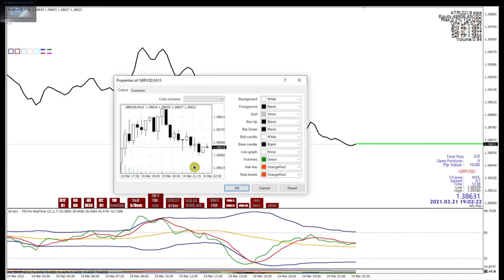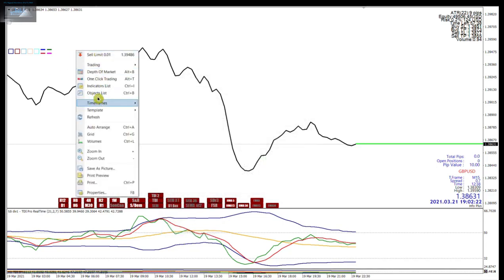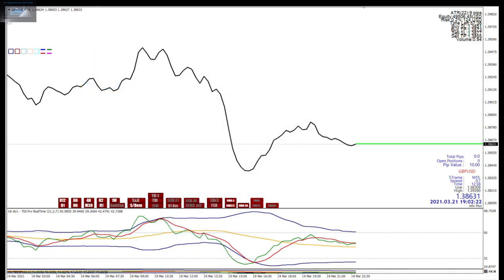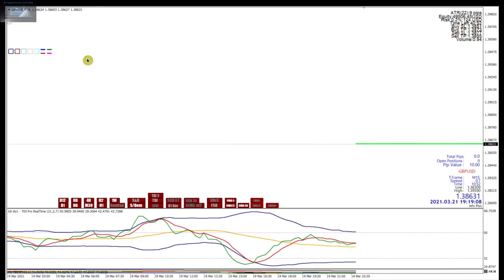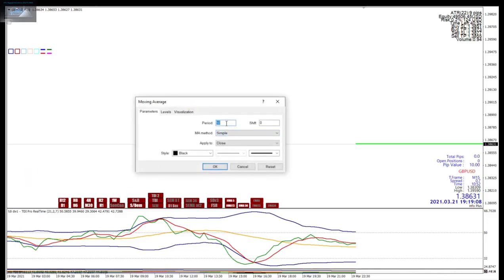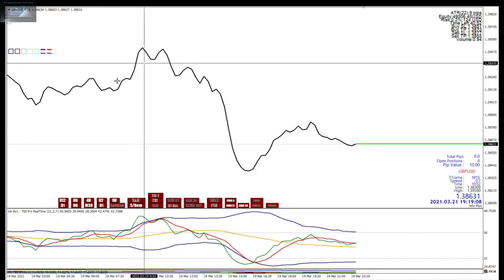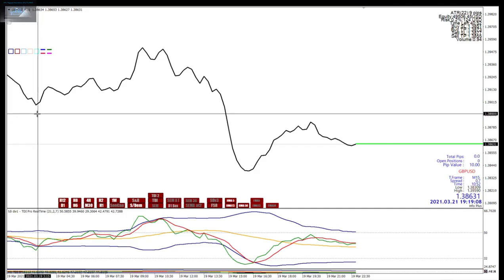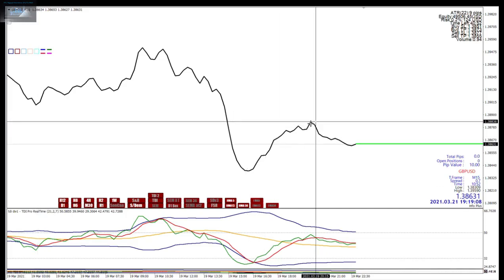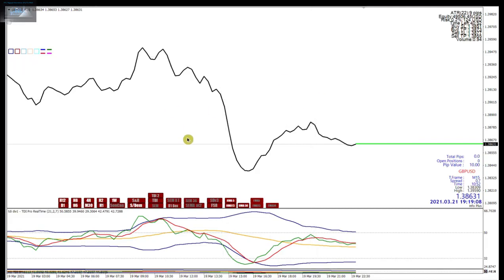I'll take it out. I'll put it back in. I'll put in the moving average. Put that on the chart. Okay. Moving average 2, simple, close. I'll make it black. And there it is back again. Look at this. There's a peak there. There's a peak there. There's a peak here. There's a peak there. I'm going to leave it up there.